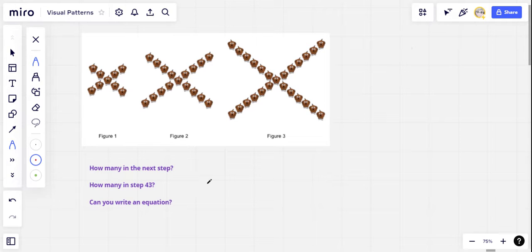Hello, everybody. We are back with another visual pattern challenge. So this time, what are these things? Some little acorns with faces, maybe, or little apples with faces.